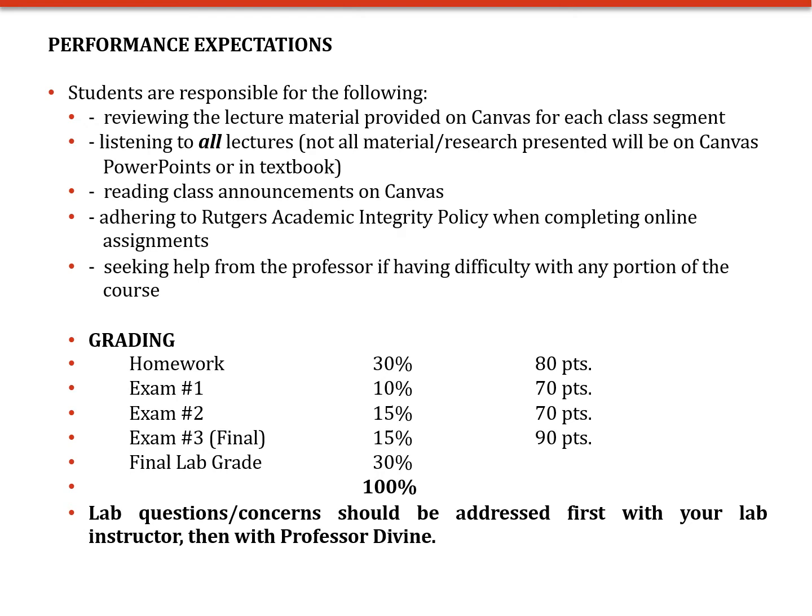Grading will work as follows. There will be homework assignments that will be worth a total of 30% of your grade. They total 80 points. Exam 1 is worth 10% of your grade. It's worth 70 points. Exam 2, 70 points, it will be 15% of your grade. Exam 3 is 90 points, and it will be worth 15% of your grade. Exam 3 is the final exam.